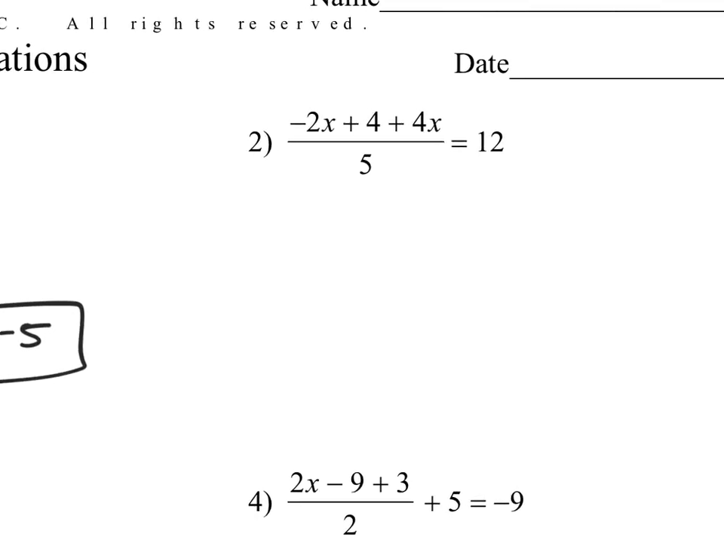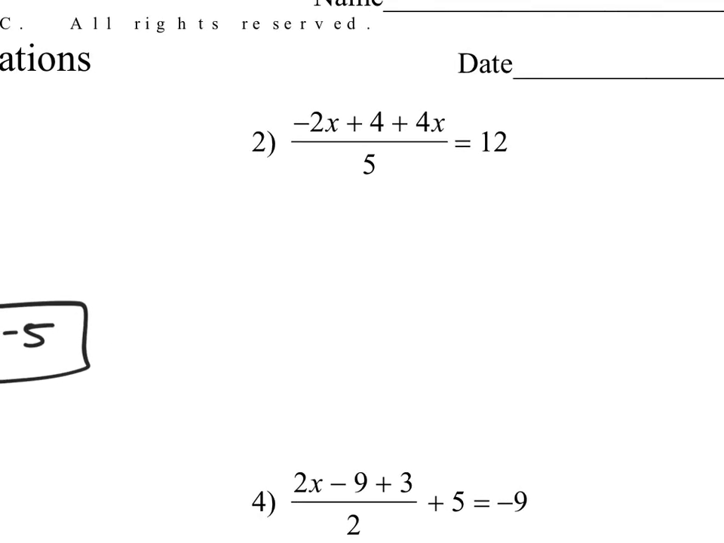Okay, now looking at number 2. Here's what you need to notice about number 2. This time all your variables are divided by a number. When you have a problem that starts out like this and the entire thing is divided by a number, you need to undo that division so that you can get the top part on a single level where there's nothing underneath it. So you have to think, how do I undo dividing by 5? Well, you undo dividing by 5 when you multiply.